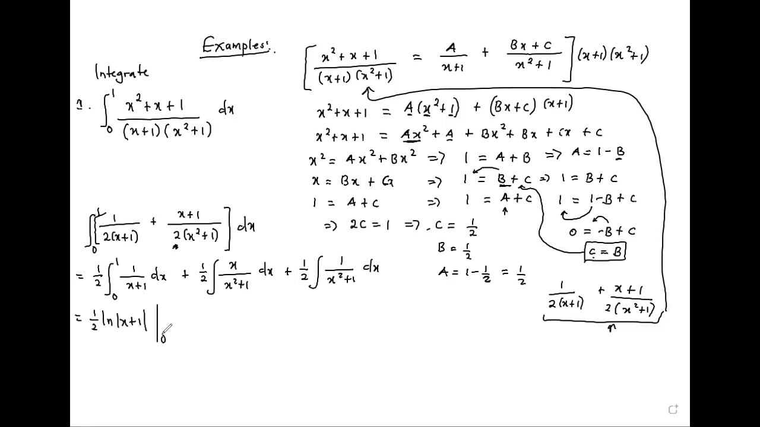Then we'll bring from 0 to 1. No problem. Plus the second thing, use substitution. You let u be the denominator, x squared plus 1. Then du is equal to 2x dx. If you solve for dx, you'll get dx is equal to du over 2x.